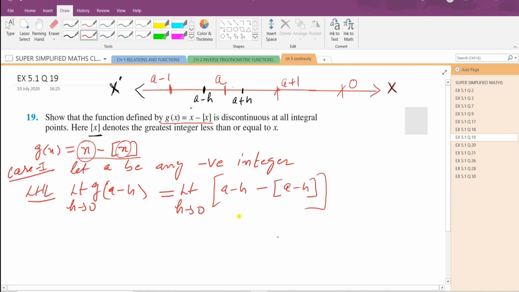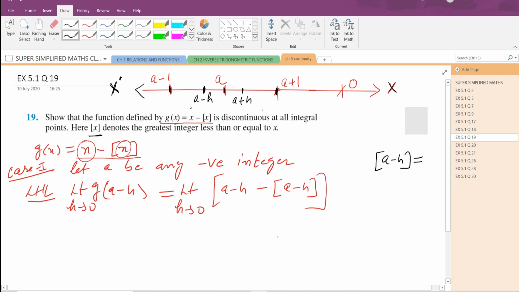Now let us try to find out what will be the value of greatest integer function of a minus h. Now what I have to find out? I have to find out what is greatest integer function of a minus h. So look at this figure. This is the real line. This is any negative integer a. Before that will be the consecutive, the predecessor of a, that will be a minus 1, and after this we will have the successor of a, that will be a plus 1.